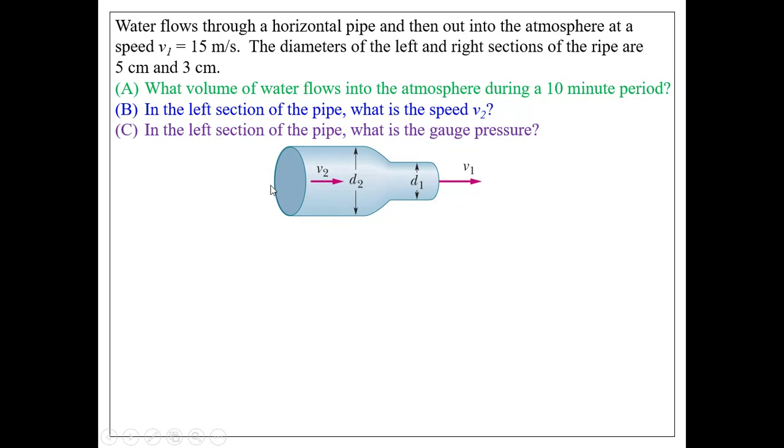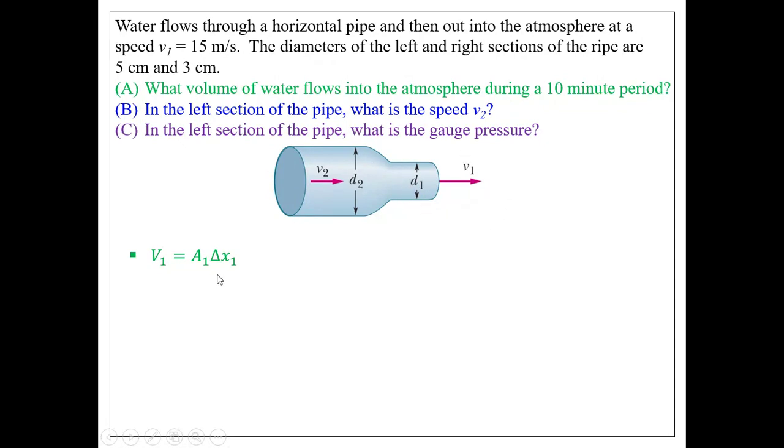So here is the entry water, and then there's the exit. V1 is given as 15 meters per second. In order to find volume, all we have to do is apply the generic definition of volume. Volume is simply the area of that cross-section times the width of it. On the right-hand side here, this is what we're focusing on. This is where the water exits into the atmosphere, which is where the subscript 1 is.